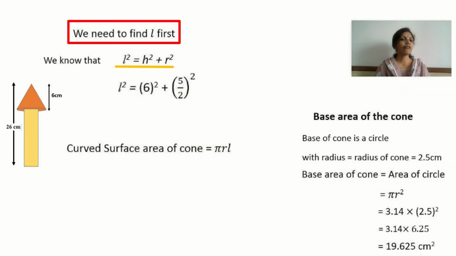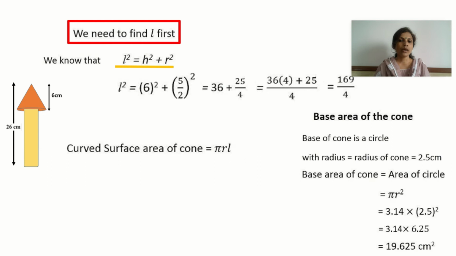For that, our formula is L square is equal to h square plus r square. We have the value of h and r. Let's substitute that: 6 square plus (5 by 2) the whole square. Let's solve this. 6 square is 36 plus 25 upon 4. Let's do the cross multiplication: 36 into 4 plus 25 upon 4.